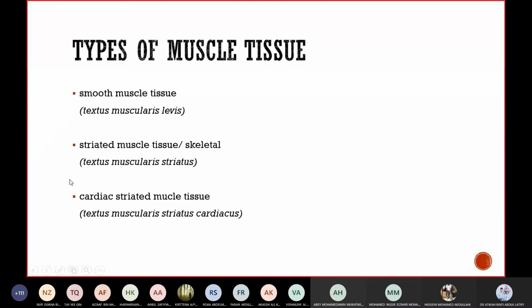Okay, your skeletal muscles make up the most muscles in your body. So skeletal, as the name suggests, attaches to bone, and helps with body movement. And cardiac muscle is found in your heart.